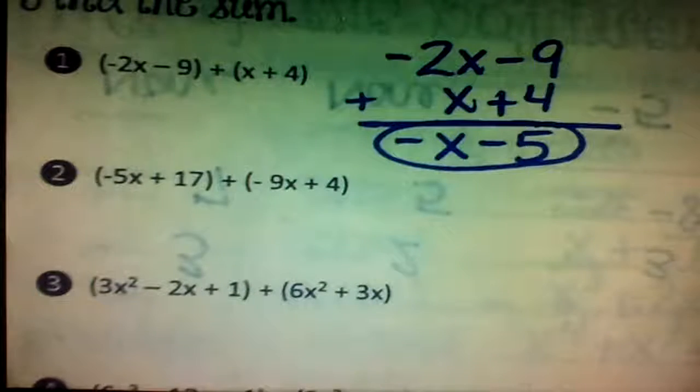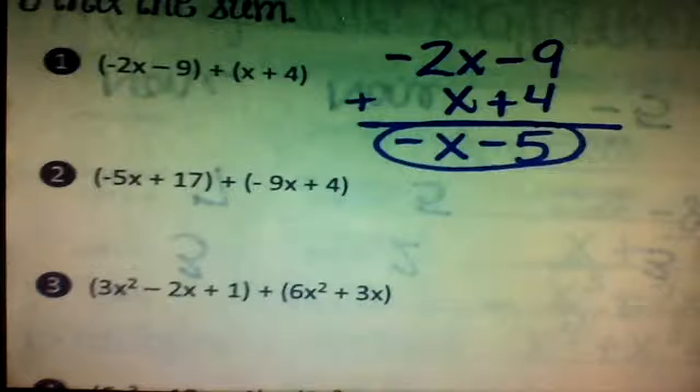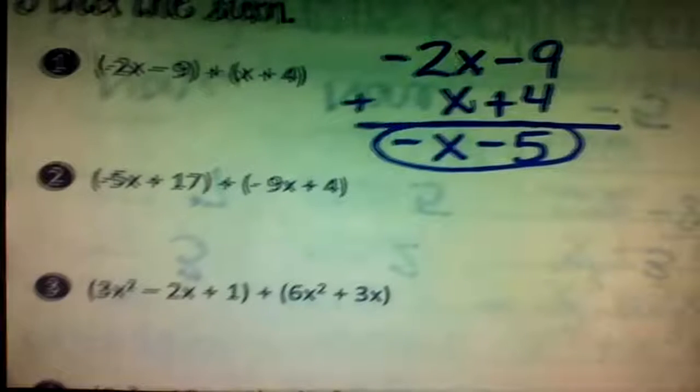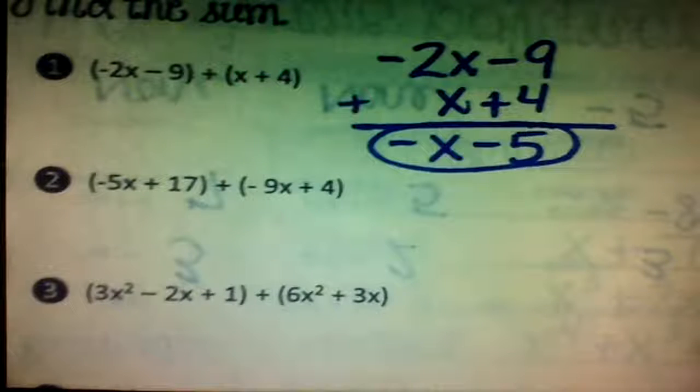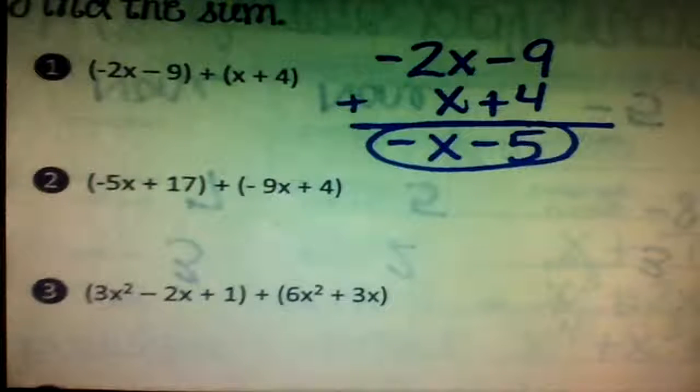I'm such a visual person that I like to put them on top of each other. It makes it easier for me. You don't have to. If you're good horizontally and can go, okay, negative 2x goes with x, that gives me negative x. Negative 9 goes with 4. Do it that way. I don't care. Either way, it comes out to be the same answer.